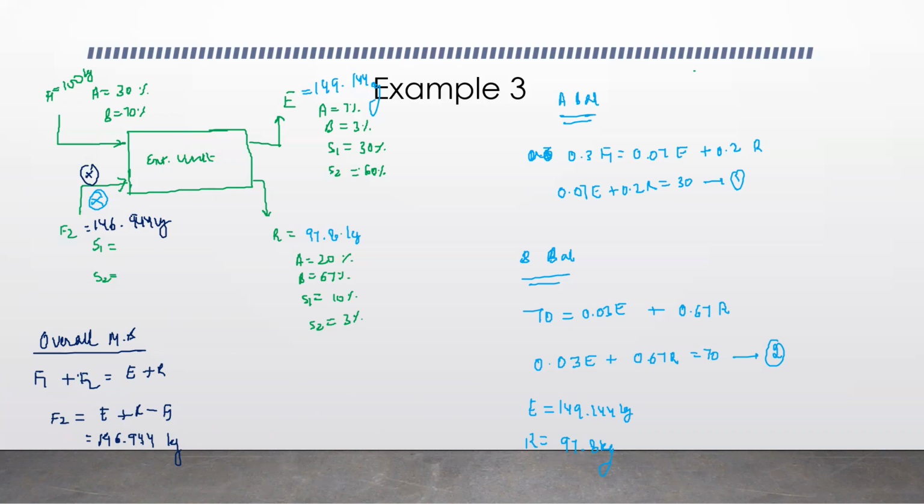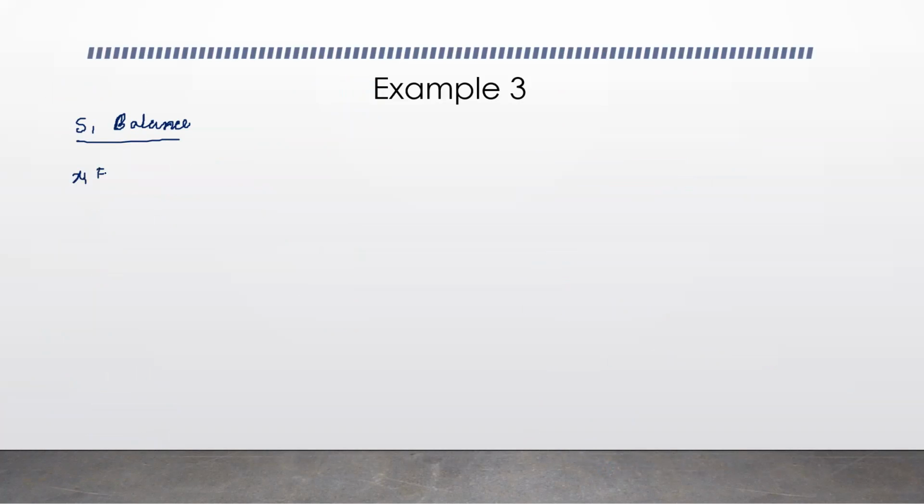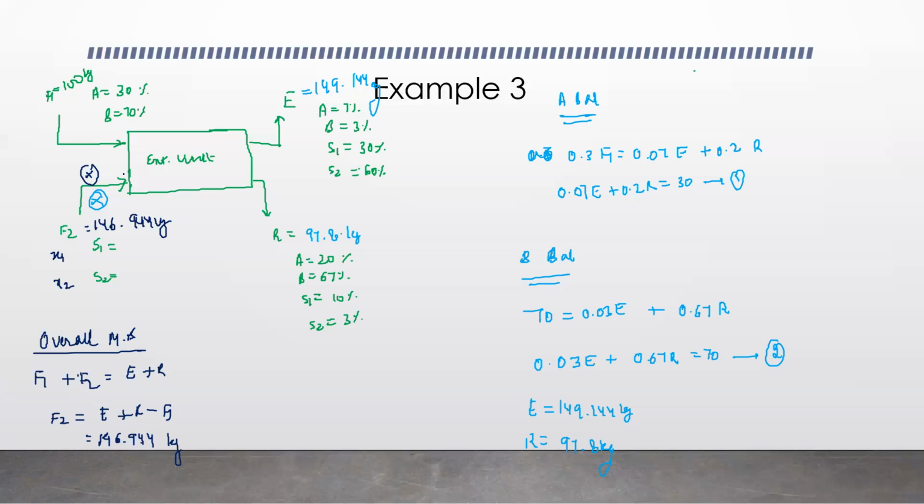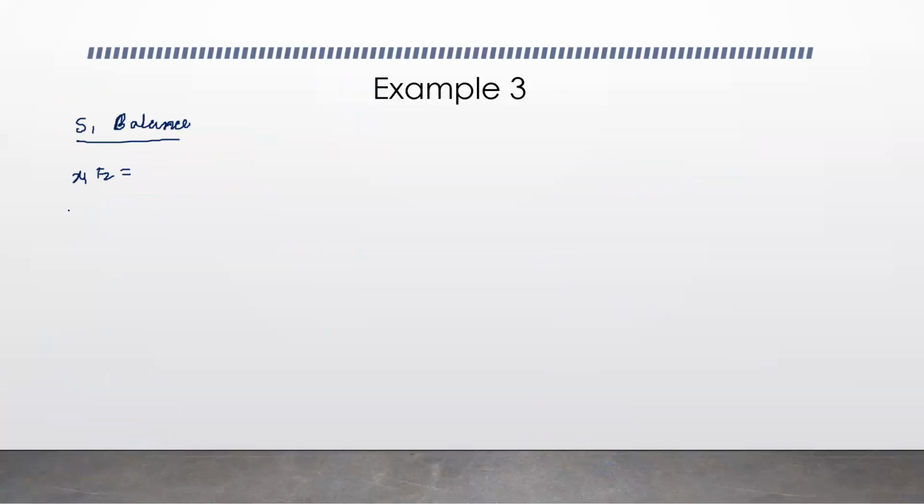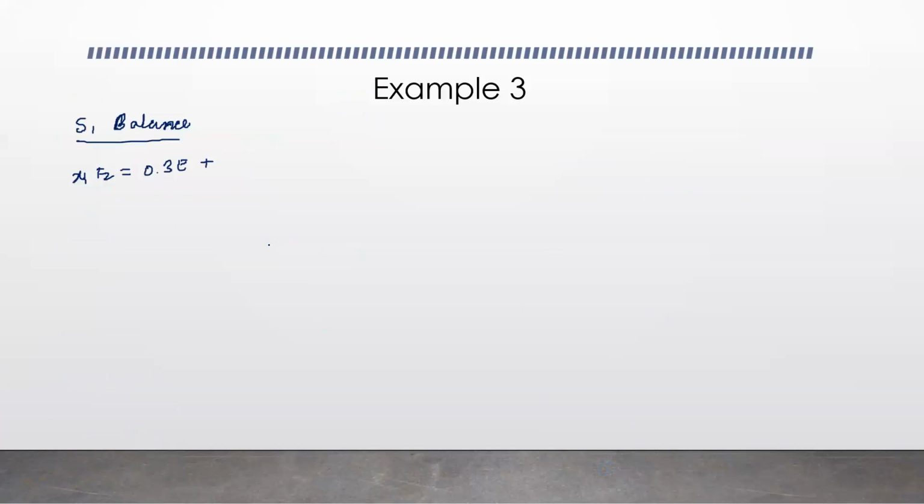Once we have this, we can use this stream as well for a material balance. We've already formed the overall balance equation and the A and B balances. Therefore, let's form one equation for the S1 balance. Let's say we are taking X1 as the mass fraction of S1 over here and X2 as the mass fraction of S2 over here. We will get X1 into F2, that is S1 in the inlet, is equal to 0.3 into E, S1 in the outlet extract phase, plus 0.1 into R, that is S1 in the raffinate phase.